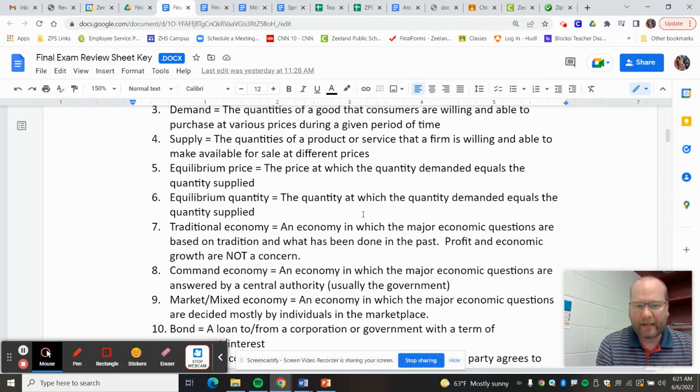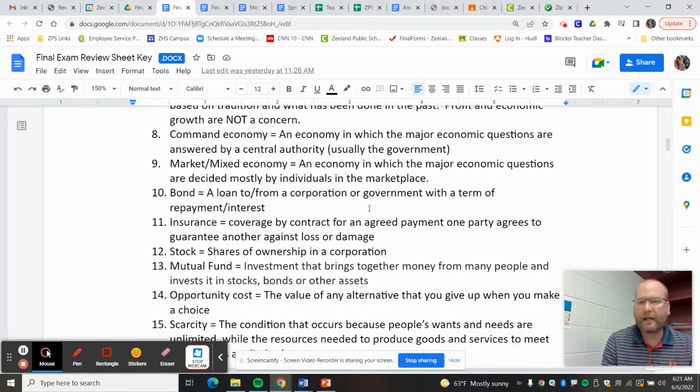7, a traditional economy. That's an economy in which the major economic questions are based on tradition and what has been done in the past. Profit and economic growth are not a concern in a traditional economy. Number 8, a command economy. That's an economy in which the major economic questions are answered by a central authority, usually the government. Those kind of go along with more totalitarian governments where the government's in charge. They make all the decisions about how much money people make, what businesses are going to produce, how much of it they're going to produce, what they're going to charge, all that stuff.